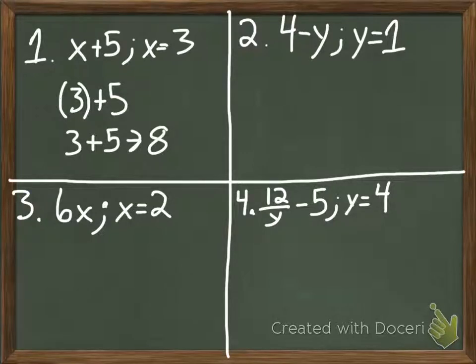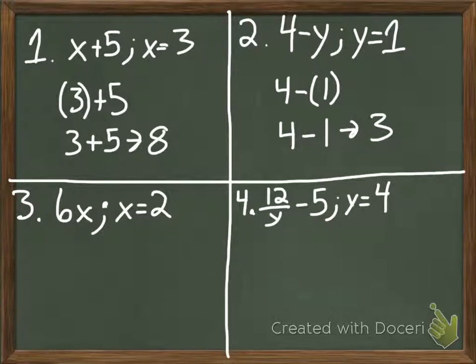Now let's simplify number 2. We have 4 minus y. So we put 4 minus parentheses 1. Now this is why we put the parentheses there, because we need to realize that that minus sign is going with the 1. So it's changing that 1 from a positive 1 to a negative 1. So it becomes 4 minus 1, which simplifies to 3.